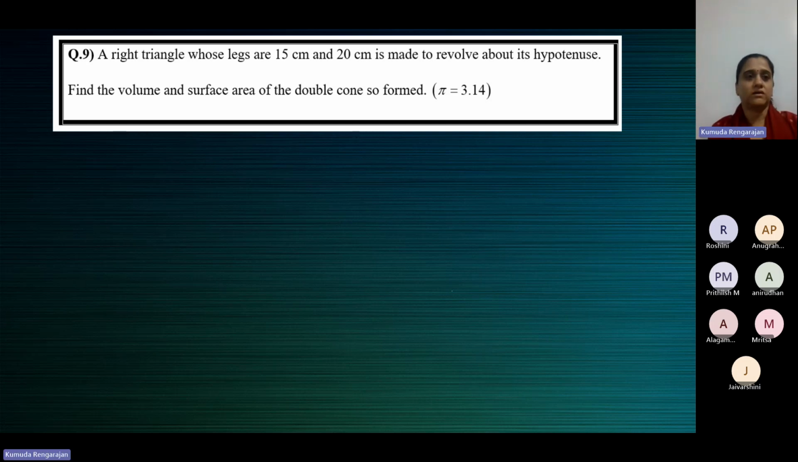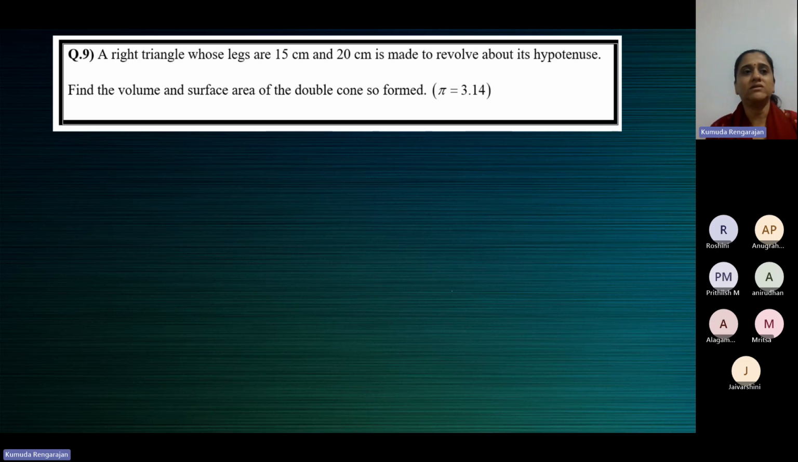A right triangle whose legs are 15 and 20 centimeters is made to revolve about its hypotenuse. So you have studied in standard 9 that when you turn a right triangle about one of its legs. A triangle has 3 sides. In the case of a right triangle, the sides are called legs and hypotenuse: 2 legs and 1 hypotenuse.